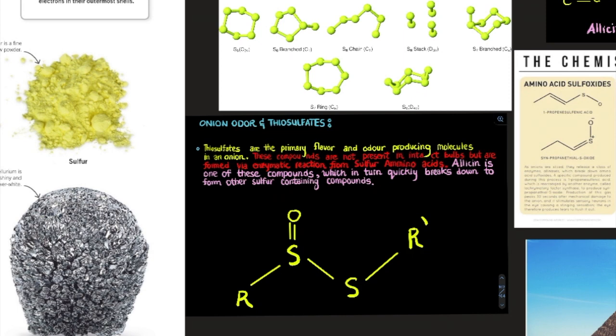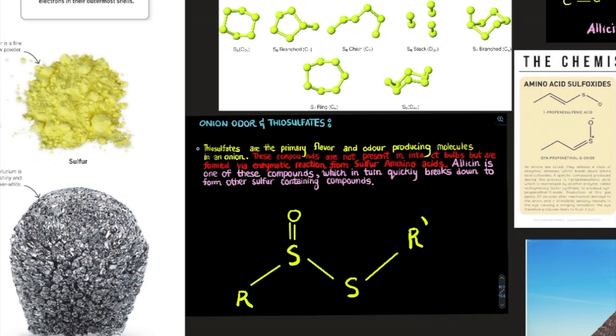Thiosulfates are the primary flavor and odor producing molecules in an onion. These compounds are not present in intact bulbs, which means that if an onion grows in soil that does not have sulfur or compounds that change its molecular structure as it's growing and developing, it will not produce these sulfuric compounds that irritate the eyes when cut, which is why some onions don't affect you as much.